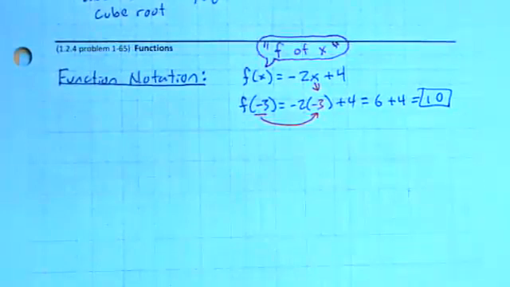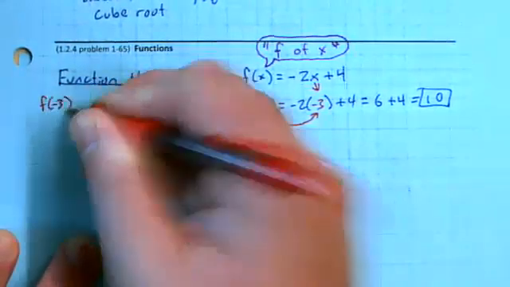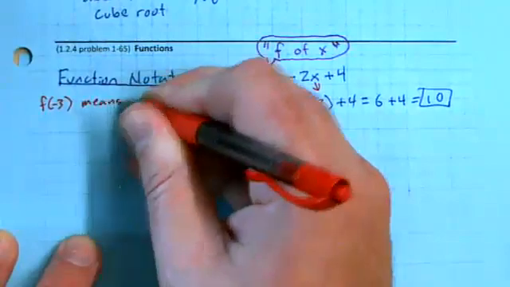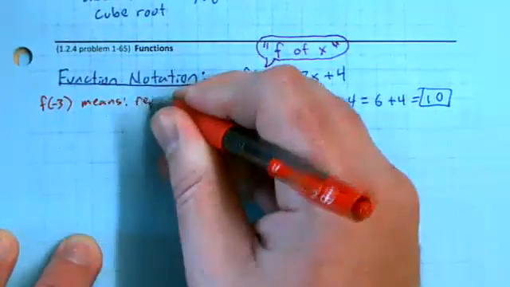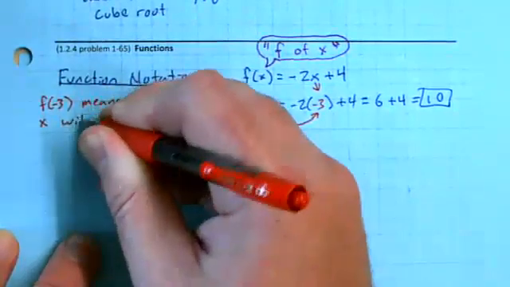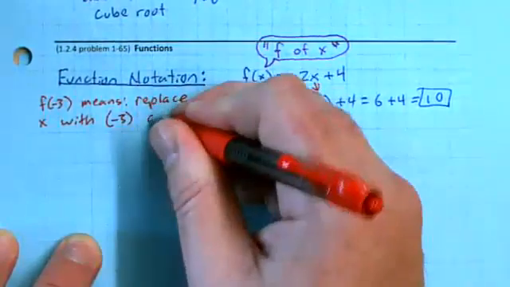And I think it would probably be a good idea to write out words. I like seeing lots of pictures, and I like seeing lots of words in my notes, because if it's just numbers and equations, I get kind of jumbled up. So I'm going to write myself a little note here that says f of negative 3 means replace x with negative 3 and simplify.